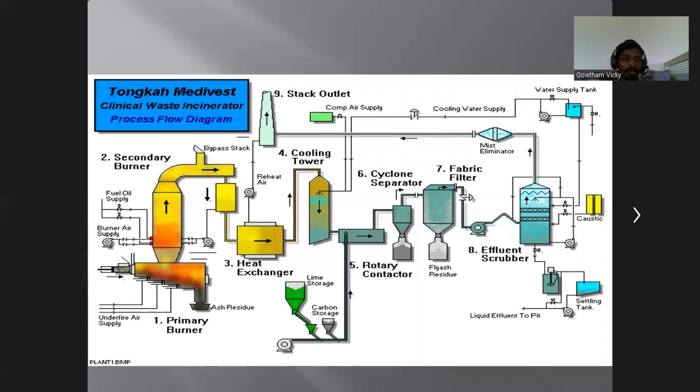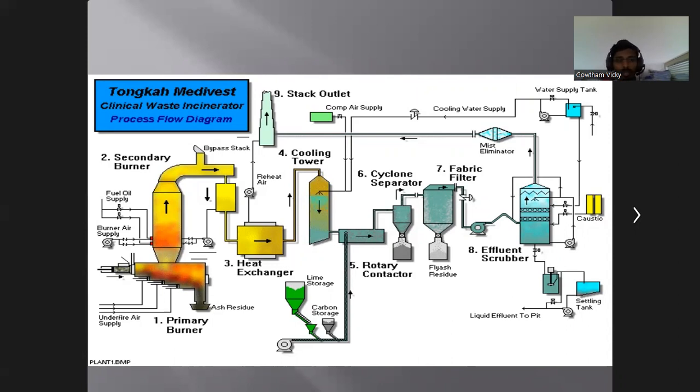Secondary burners can be used for the fuel oil supplies and then burner air supplies and then heat exchangers, and then bypass stacks and then lime storage systems, which can be used in these devices, and then the cooling tower is there, and then the rotary contactor is there, and then cyclone separators. After the cyclone separators, it will go through fabric filters.